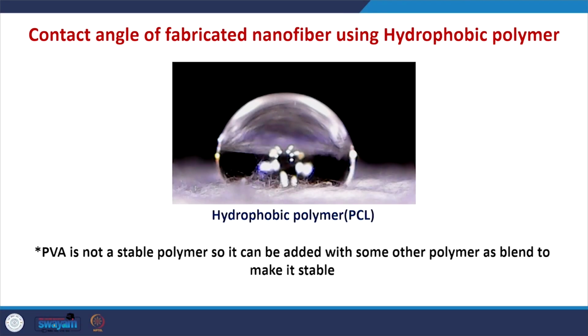We have previously observed the contact angle for fabricated nanofibers using the PVA polymer. In this image, we can see the contact angle of nanofibers synthesized from the hydrophobic polymer, that is PCL. Also, it is to be noted that PVA is not a stable polymer, so it can be added with some other polymer as a blend to make it stable.